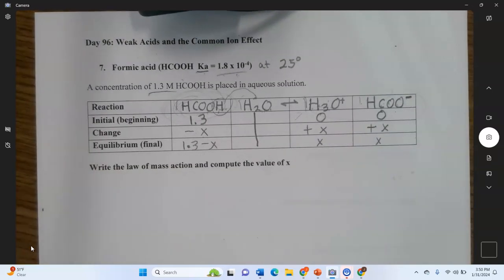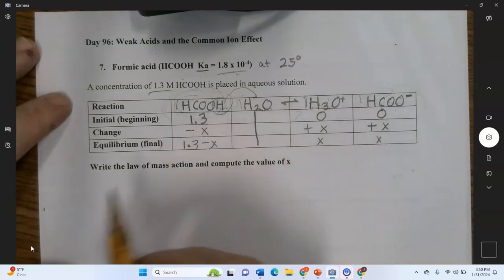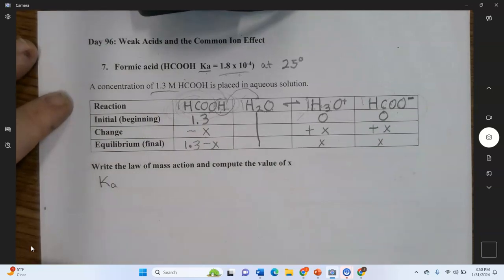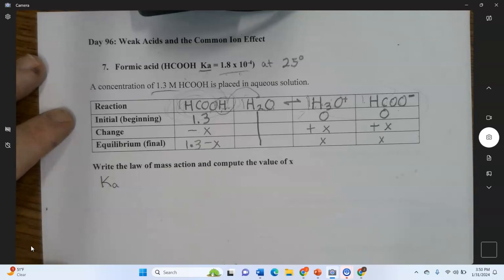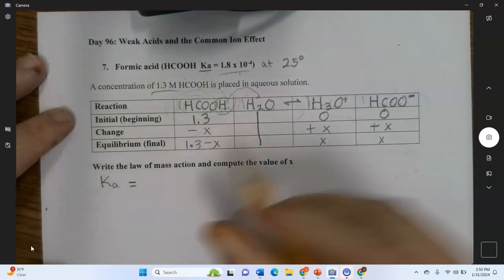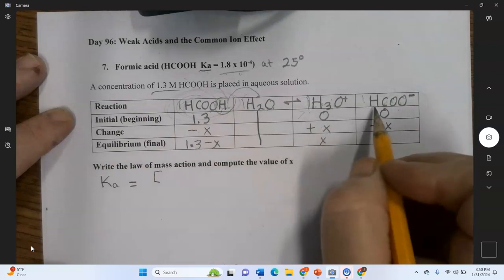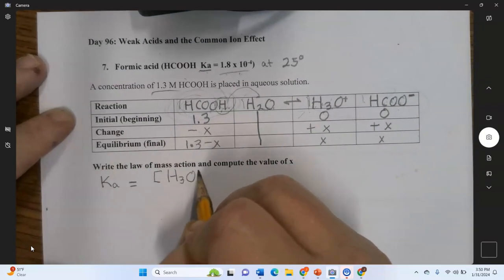Now you want to write the law of mass action. Always write it in terms of the equation first. So it's Ka. That's called the acid dissociation constant. It is the equilibrium constant for a weak acid reaction. And it's going to equal the products over here, concentrations. The coefficients are 1, so the exponents are going to be 1, so you don't need to write them.